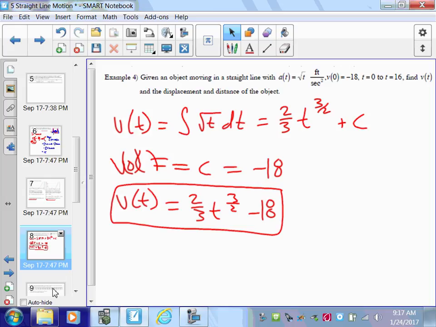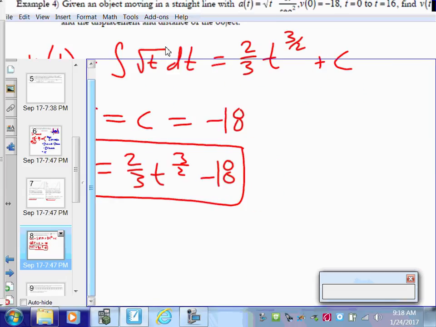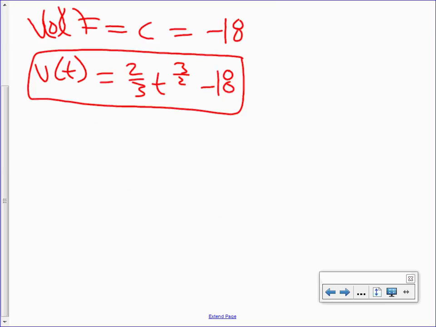All right. So the displacement would be the integral of the velocity.